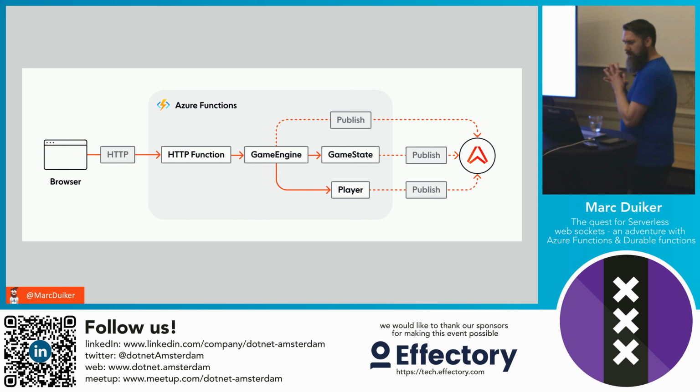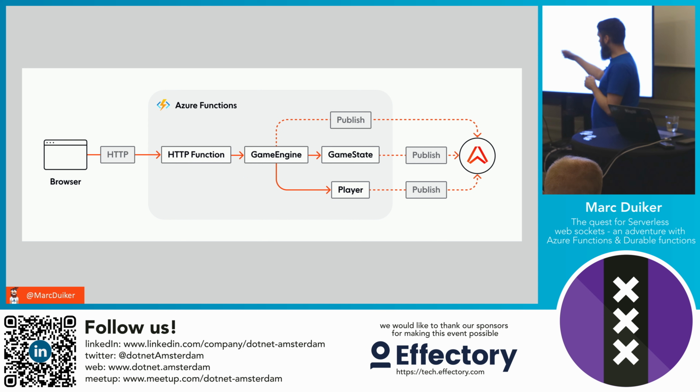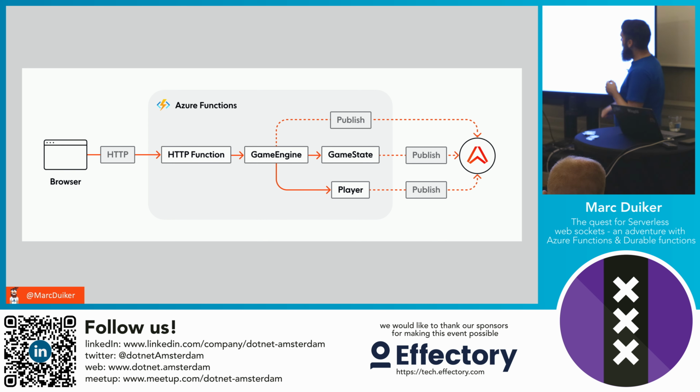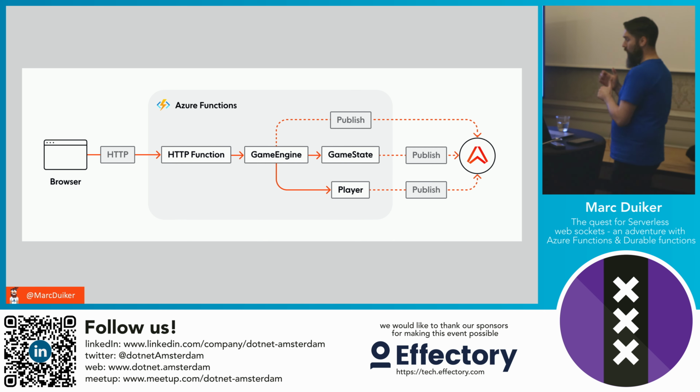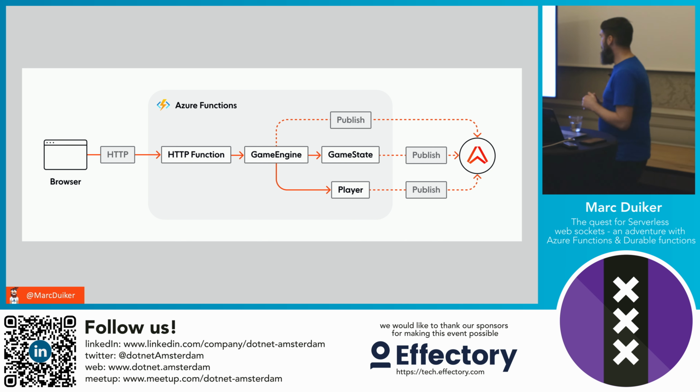If you zoom in a bit on the Azure Functions specific part, the browser makes an HTTP request that goes through the static web apps, then comes into HTTP triggered Azure Functions. That will use a game engine class. It will create a new instance of this, and this game engine class then uses different entity functions. So there's a game state entity function, and there's a player entity function, and there's actually one entity function for each of the players. So there's actually 4 entity functions, 1 for the monster and 3 for the real players.